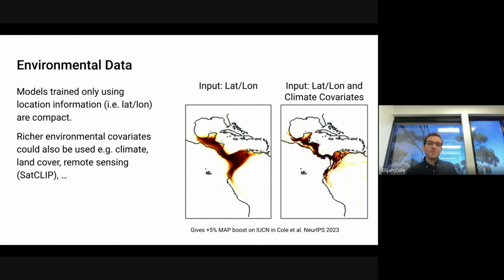Figuring out how to best use environmental data is another very interesting question. Our models that are trained using only longitude and latitude are very compact, and they're very fast to train. They can run on a phone. But these richer environmental covariates could be more informative. There's climate variables, land cover, satellite imaging. There's a lot of work on remote sensing foundation models that could play into this. And so figuring out how to make the models that use rich environmental covariates more compact and efficient, I think, is an interesting future direction.